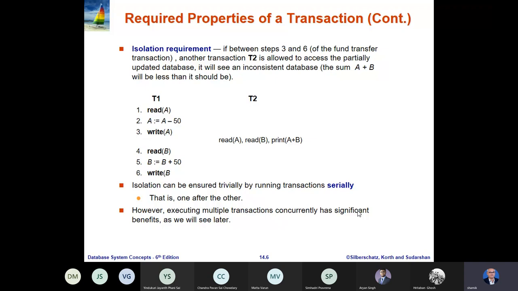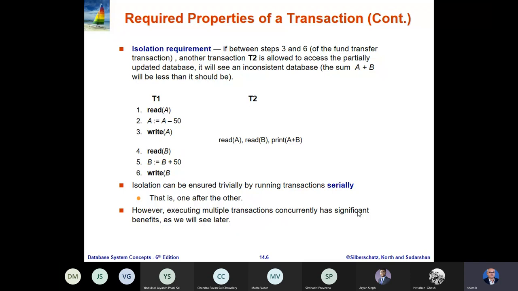But if T2 printed it before the first instruction of T1, then it will print 3000, 2000 plus 1000. And if T2 read A and B after the sixth instruction of T1, then it will get 950 plus 2050, which is 3000, so it will be printed correctly. So the point is that if we allow this concurrent execution in any arbitrary order without any control, then we will get something which is not expected, and this is not a correct output.